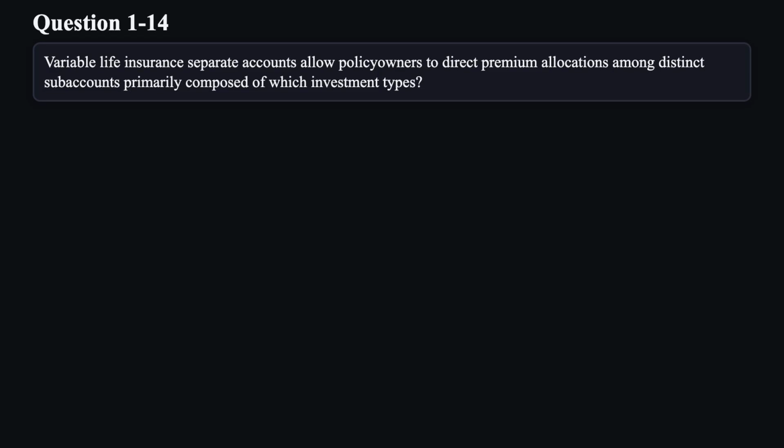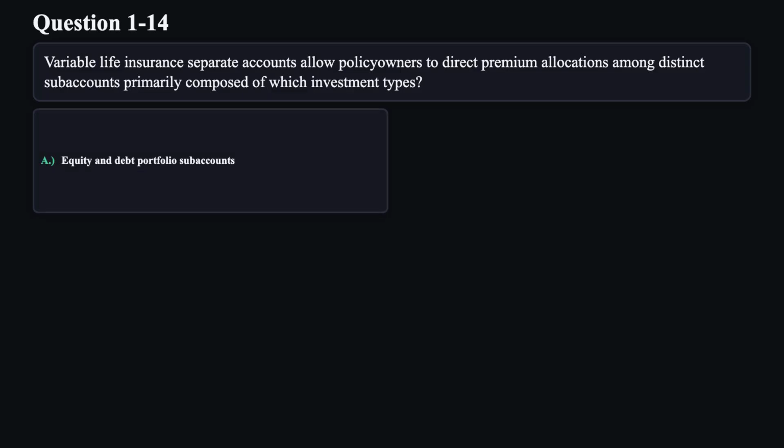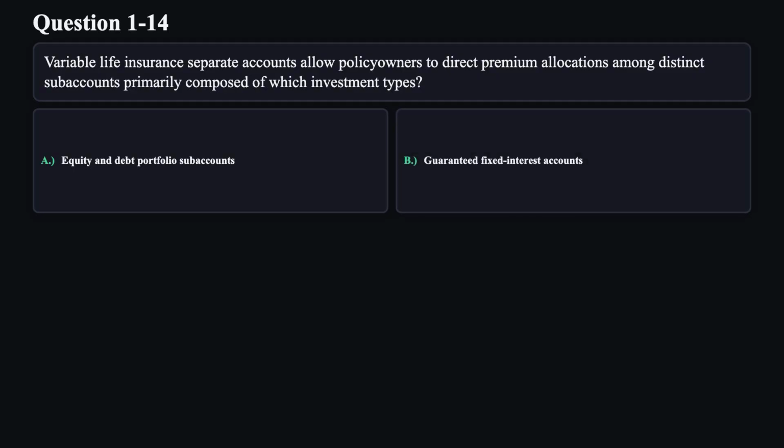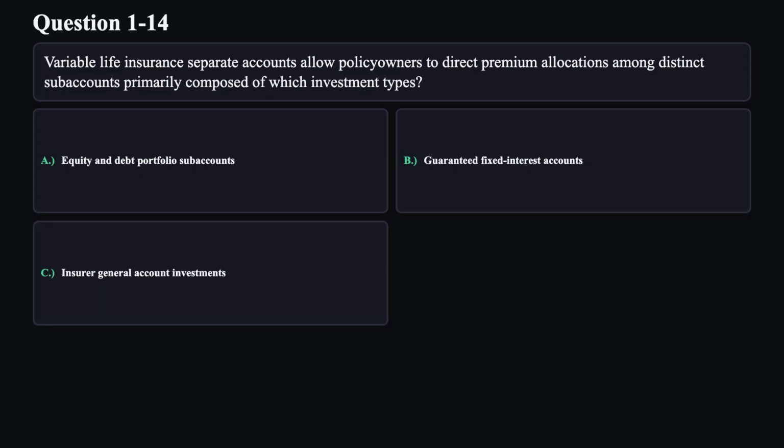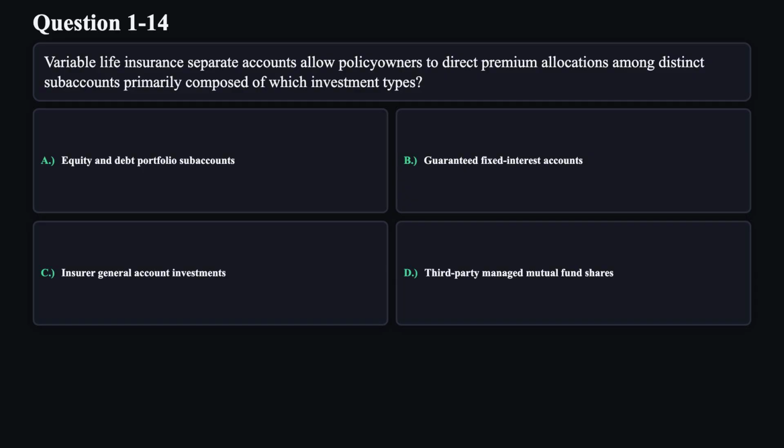Question 14. Variable life insurance separate accounts allow policy owners to direct premium allocations among distinct subaccounts primarily composed of which investment types? A. Equity and debt portfolio subaccounts. B. Guaranteed fixed interest accounts. C. Insurer general account investments. D. Third-party managed mutual fund shares.